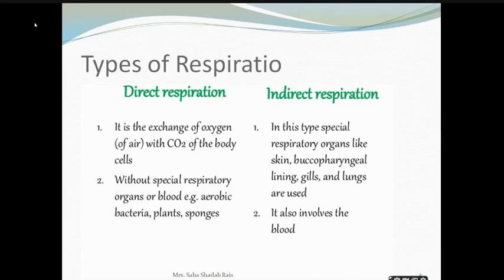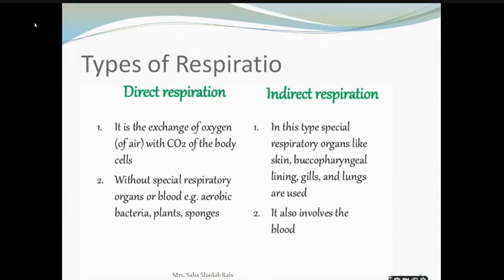When we talk about indirect respiration, it's a little complex process. So here a special respiratory organ will be present. When we talk about respiratory surfaces or organs, it could be the skin, it could be the buccopharyngeal linings, it could be gills, it could be lungs. We are going to learn all these respiratory organs in various organisms in detail in the next lecture.